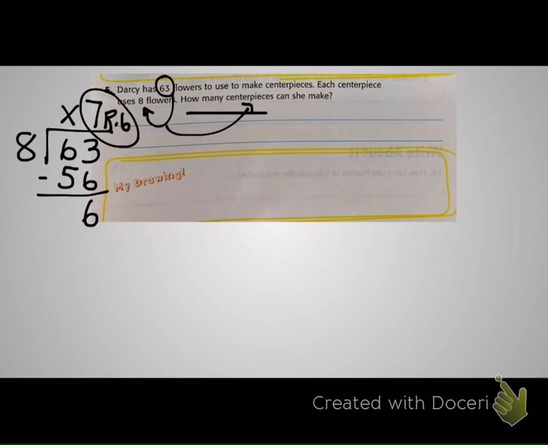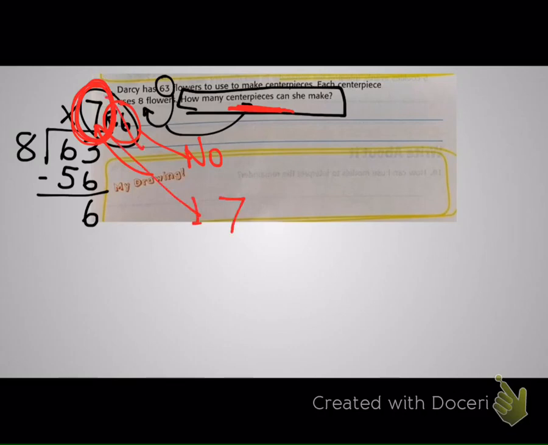So what does that mean? So how many centerpieces can she make? Well, I have 7 for a quotient, and I have 6 left over. So with that 6, am I going to be able to make another centerpiece? No, I can't make another centerpiece. So the most she can make with the flowers that she has, and that's what they're asking, how many can she make? Most she can make is 7. This is a case where we're just going to ignore the remainder. Whatever is left over, we're going to ignore.